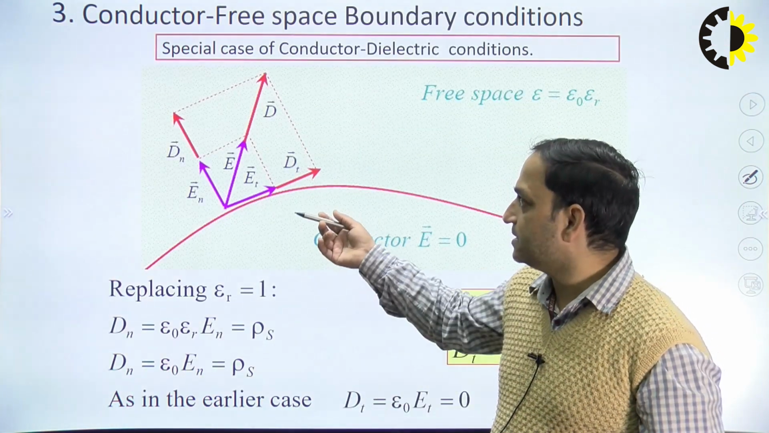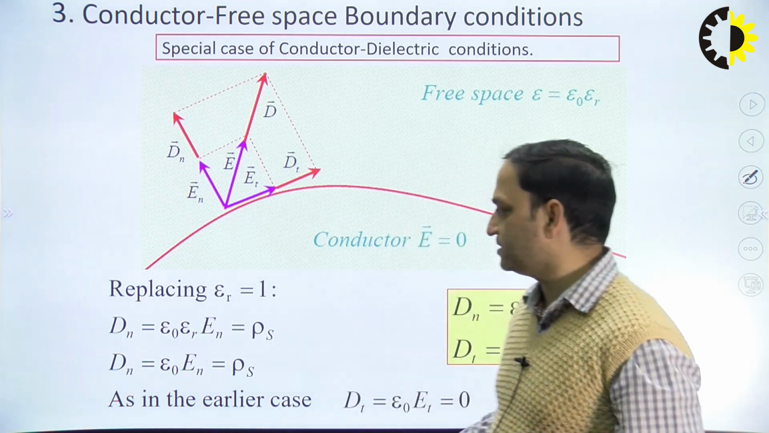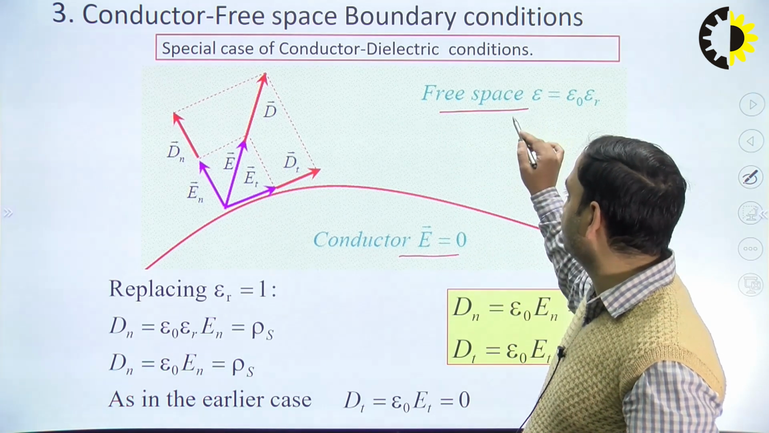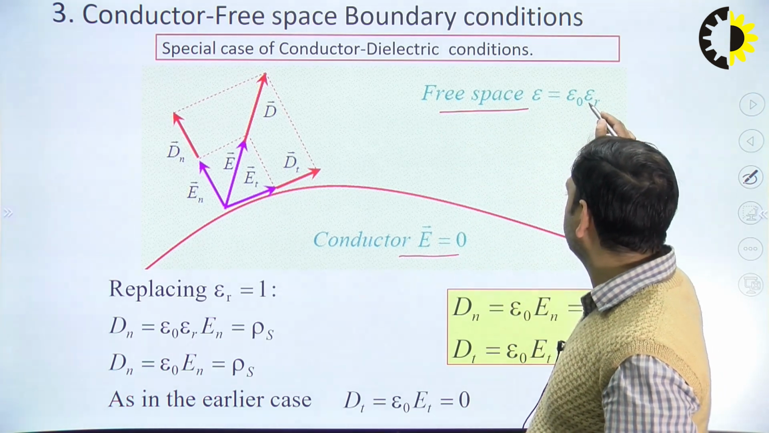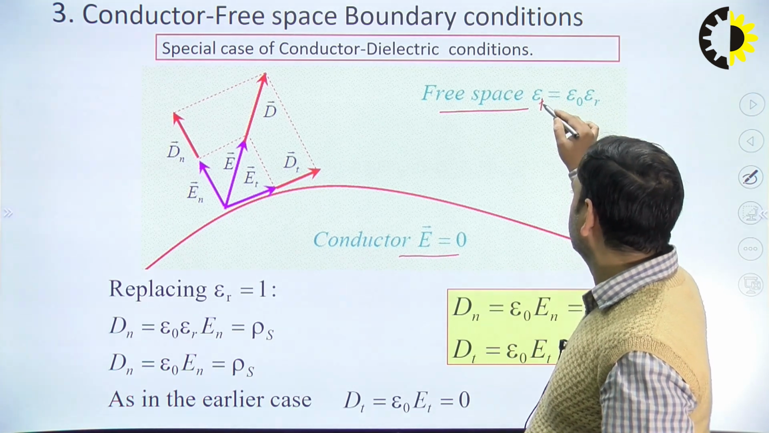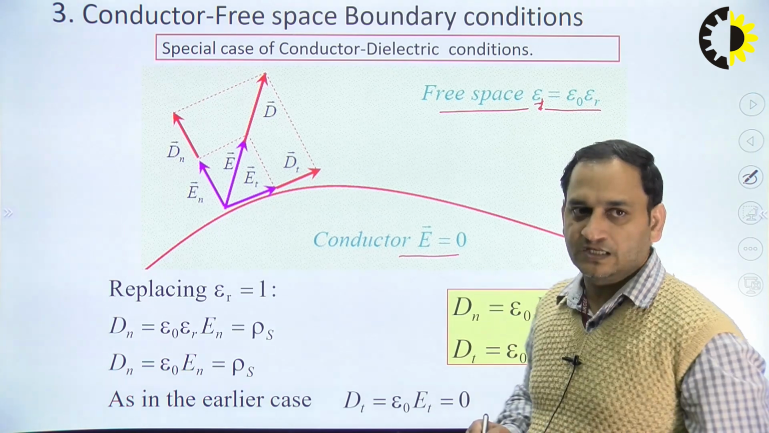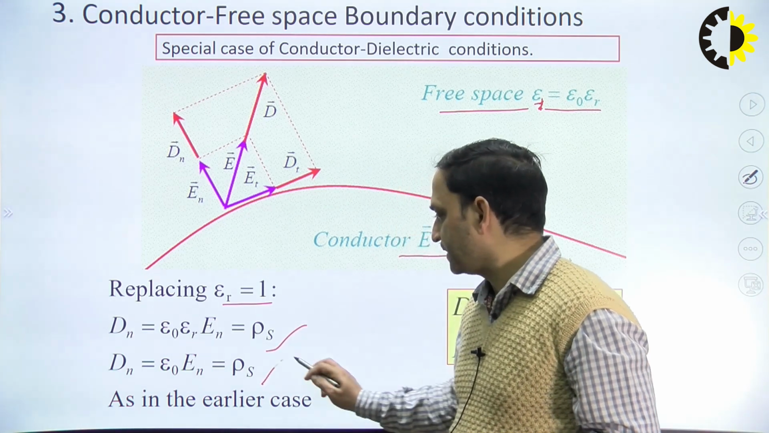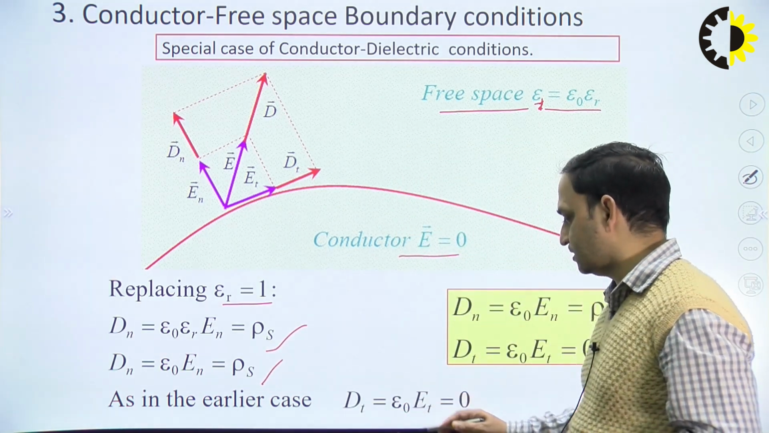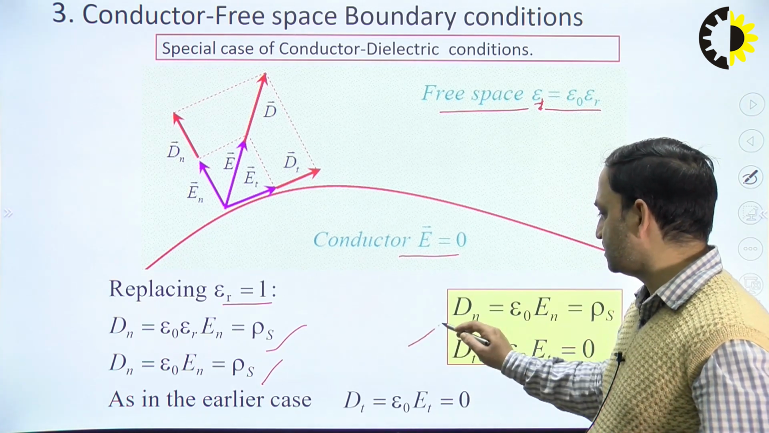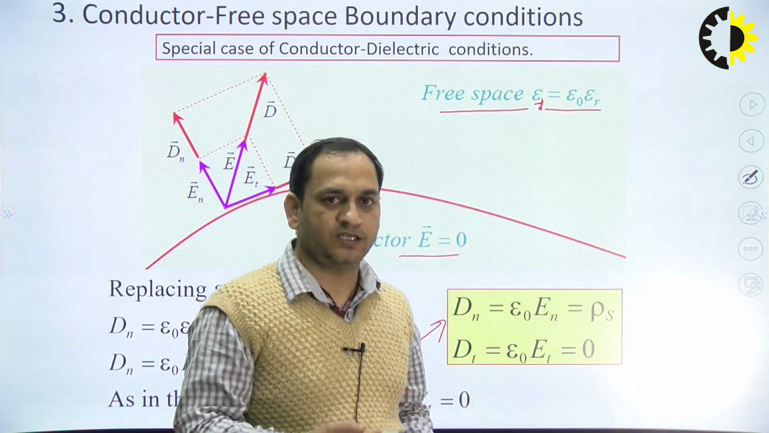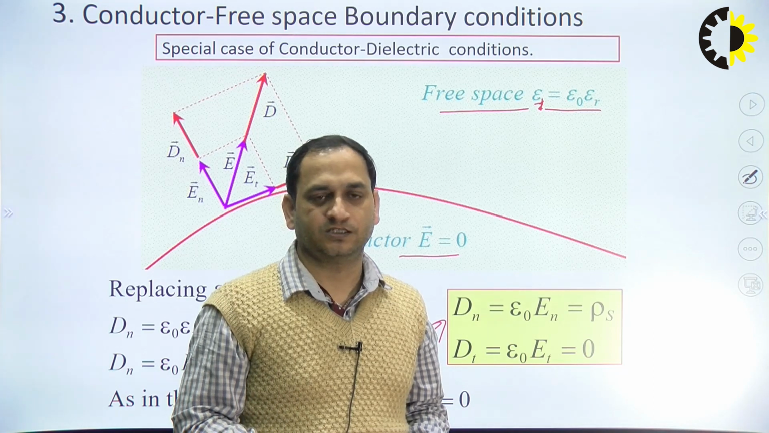Okay, so this is the last case, the conductor or free space boundary condition, in which there is nothing to change, simply the conductor is the same case, but in place of epsilon we have to put epsilon is equal to epsilon naught into epsilon r, right. So epsilon r will be 1, so in this case Dn will be equal to rho s, and as in the earlier case, Dt is equal to epsilon naught Et. So these are the expressions which we got. Dn is epsilon naught En, that is rho s, and Dt is equal to epsilon naught Et, which is 0.